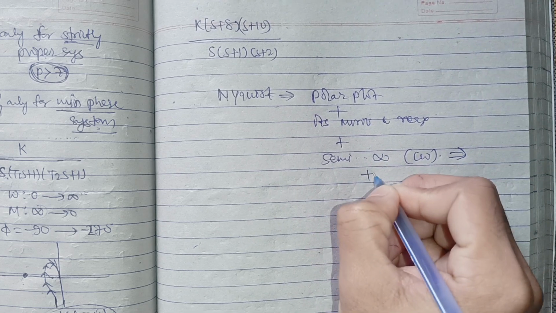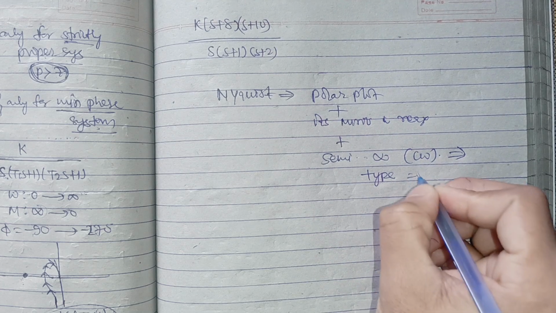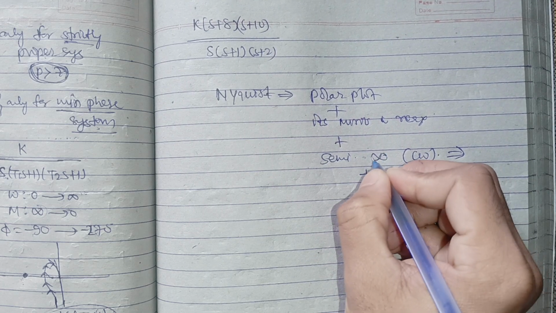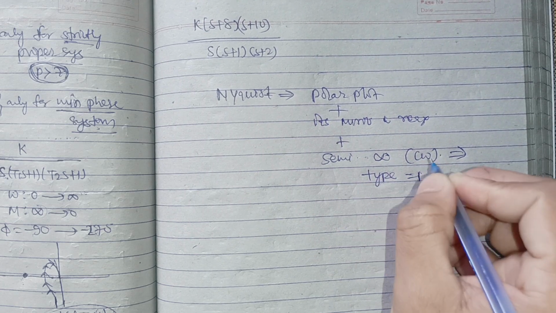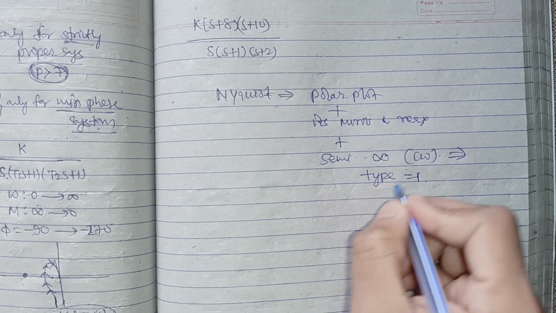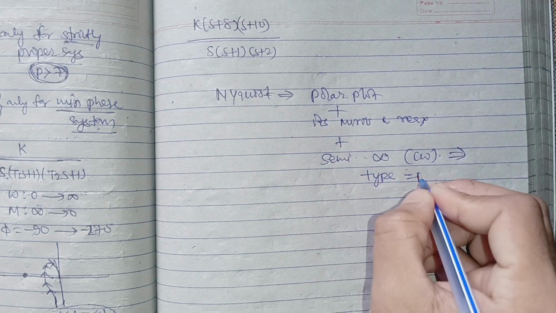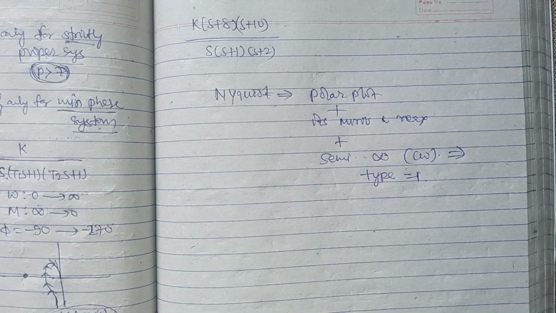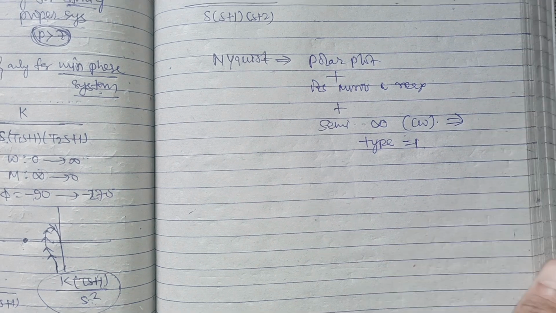If type is 1, then it is once a semicircle. If type is 2, then 2 times semicircle. If type is 3, then 3 times semicircle, in this way. Okay, so let's check some questions.